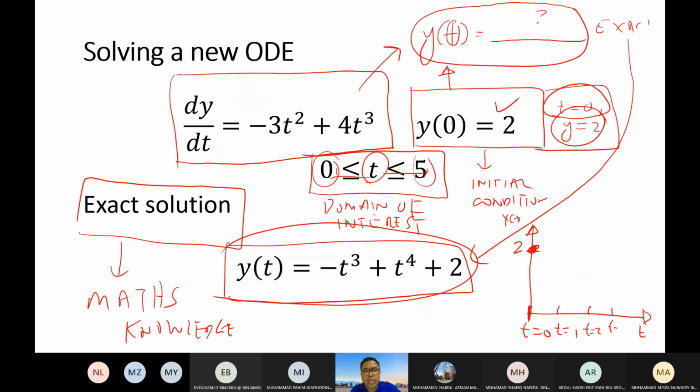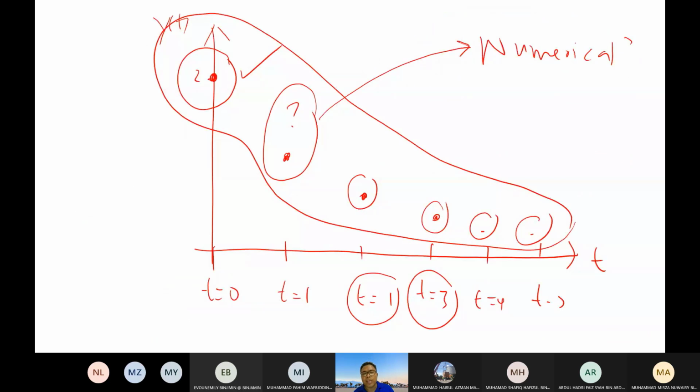So in this case, we already know the exact solution. But we want to know, can we get the solution by using numerical approach? Yes, we can. By using Euler or by using Runge-Kutta second order, and by using also Runge-Kutta fourth order.